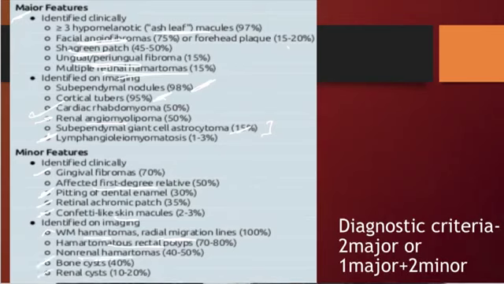And again, to re-emphasize, the diagnostic criteria for TSC includes either presence of two major features or one major and two minor features. So that's it for tuberous sclerosis. Next time we'll be discussing VHL and Sturge-Weber syndrome, which are again two important neurocutaneous syndromes.